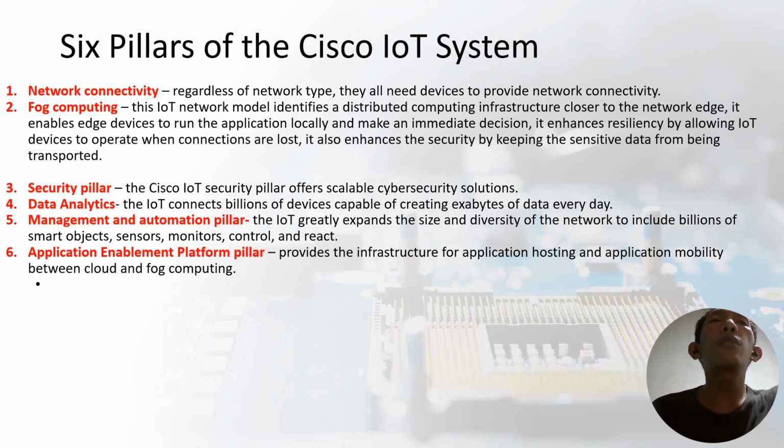Security pillar. The Cisco IoT security pillar offers scalable cybersecurity solutions. Next is data analytics. The IoT connects billions of devices capable of creating exabytes of data every day. Management and automation pillar. The IoT greatly expands the size and diversity of the network to include billions of smart objects, sensors that monitor, control, and react. Application enablement platform pillar. It provides the infrastructure for application hosting and application mobility between cloud and cloud computing.